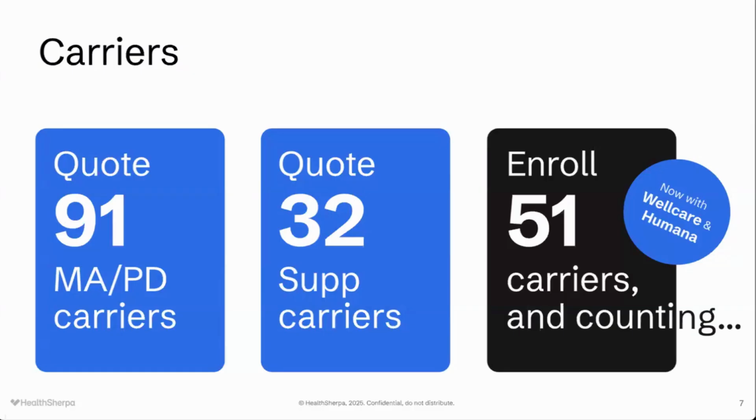Notable brand new additions to that list are Humana and WellCare. So Humana went live last week, and WellCare has gone live today. So y'all are actually the first to hear that WellCare is now live for enrollment on HealthSherpa. With that addition, we now have all six of the big six national carriers available for enrollment on the site, and then over 40 regional carriers on top of that. So good coverage wherever you are.